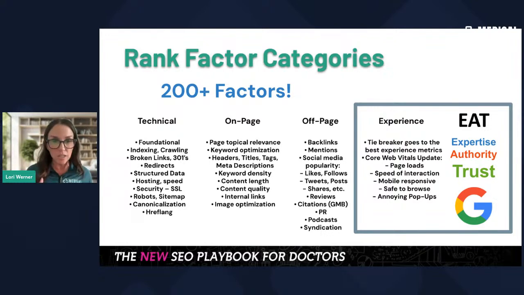There's technical aspects to your SEO. So that's things like your indexing, your sitemap, your hosting speed, your SSL certificate on your website. Then you have what we call on-page SEO. This is going to be your headers, your meta tags, your titles, your keyword density, how your images and your videos are optimized on your page.